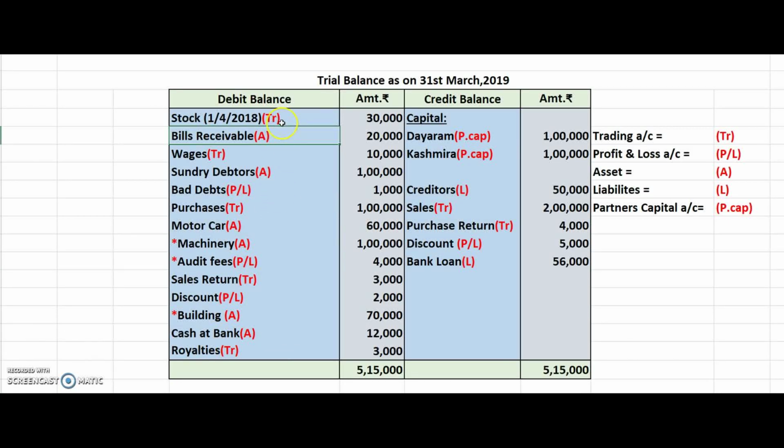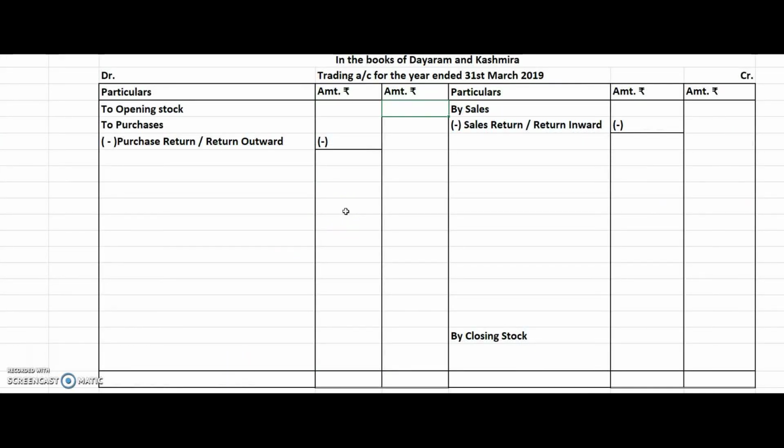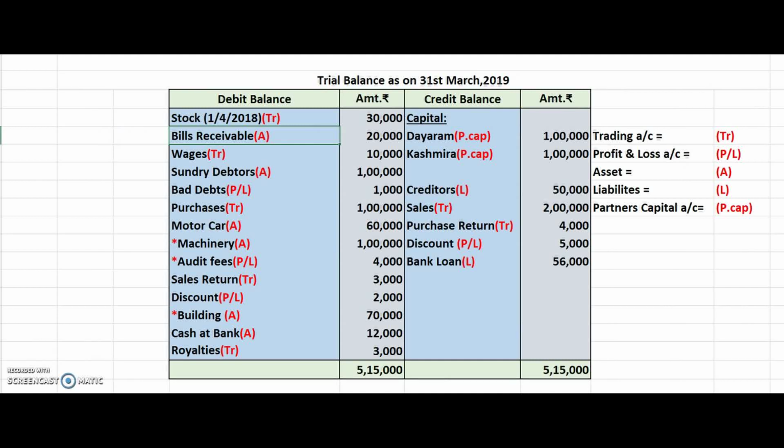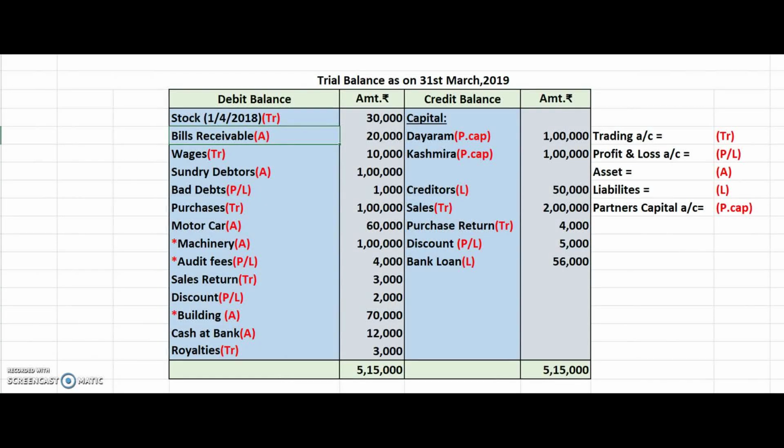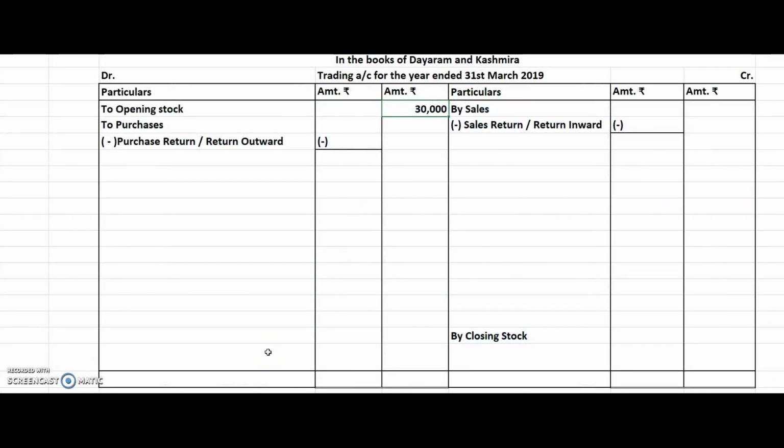Okay, the first one is stock, which is opening stock. You will transfer this to the trading account in the outer column, 30,000. The second item is bills receivable, which is an asset. Therefore, you will go to the balance sheet and write it on the asset side, 20,000. The next is wages, which is a trading account item. Therefore, you will go to the trading account and here on the debit side write wages, 10,000.